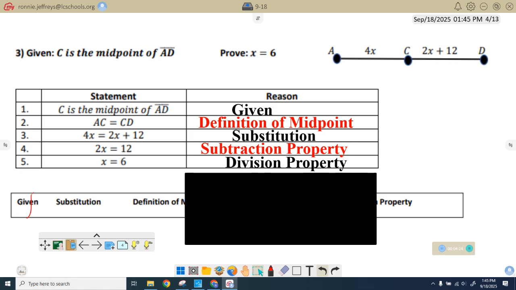Somebody told me for number 4 it would be division property, and I was very concerned because nowhere would you divide. I guess it's because it was 4 and then 2, but remember, common sense is not so common.